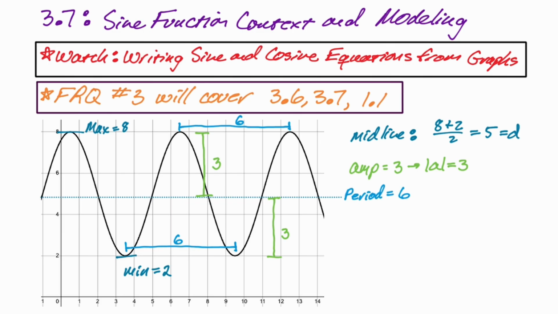Now you have to solve for B. So 2 pi over B is equal to the period. 2 pi over B is equal to 6, which means B is pi over 3. Okay, we're essentially done, but we still don't know where to start. So we just have to make some choices. So I'm going to do 2 examples.